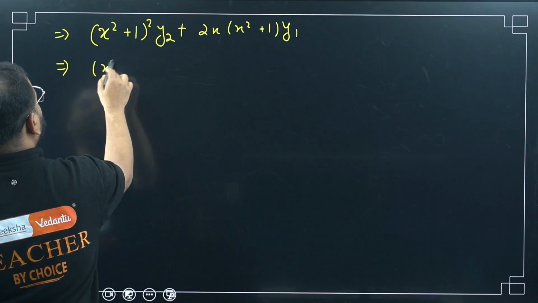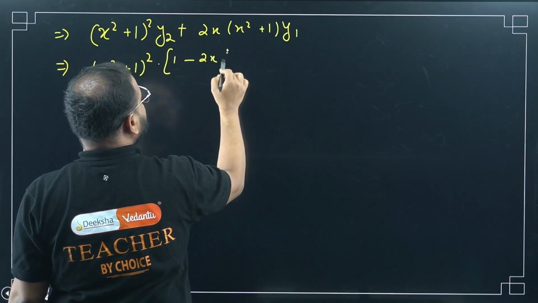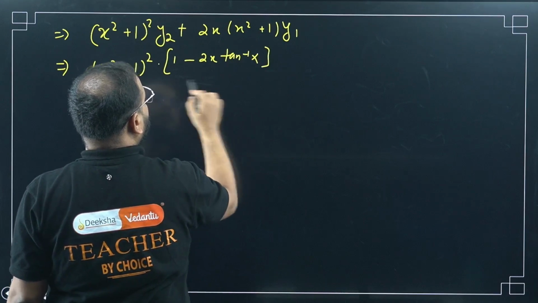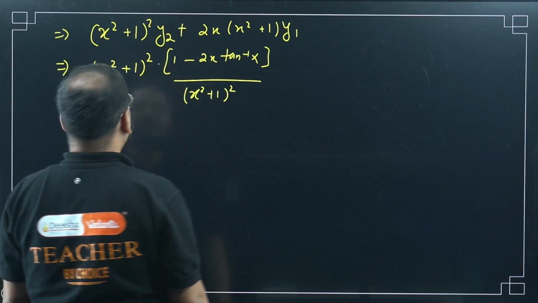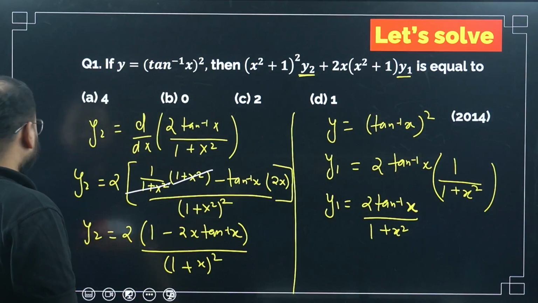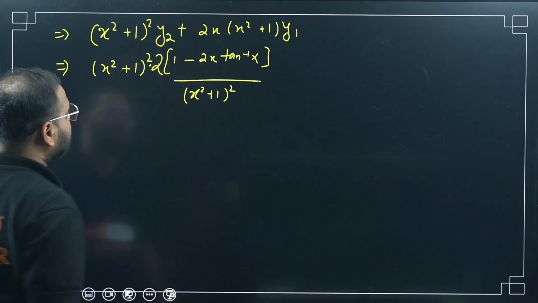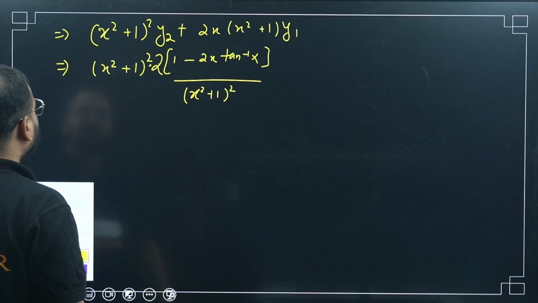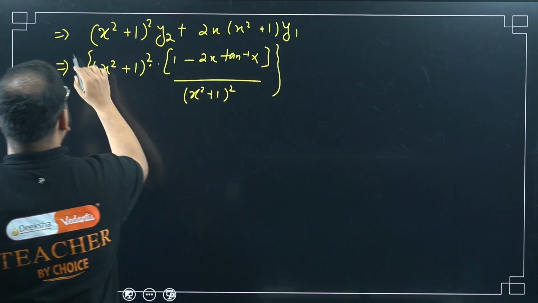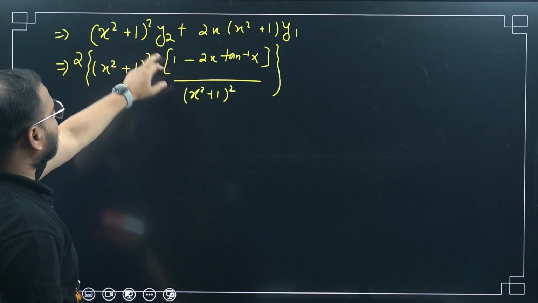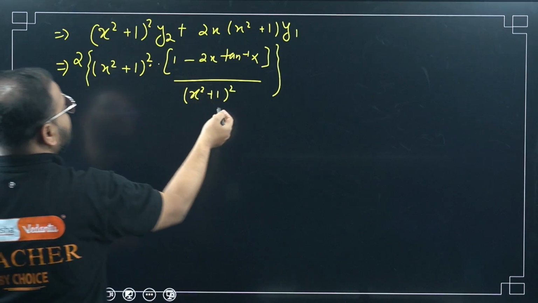What did I get as y2? I got y2 as 1 minus 2x tan inverse of x upon x square plus 1 the whole square. Right? Please check. 2 times. Okay, I missed this 2. This 2 is also there. So I'll write this 2 out in front of everything. For y2 has 2 in it. 1 minus 2x tan inverse of x upon x square plus 1 the whole square.